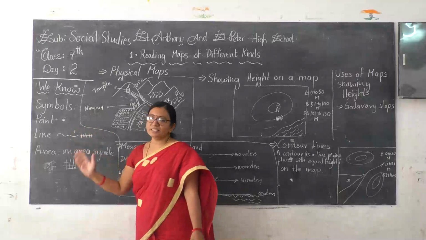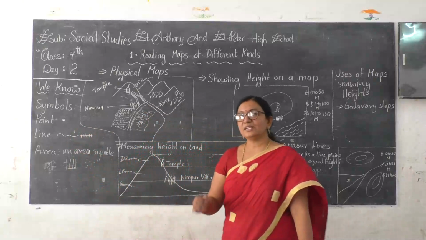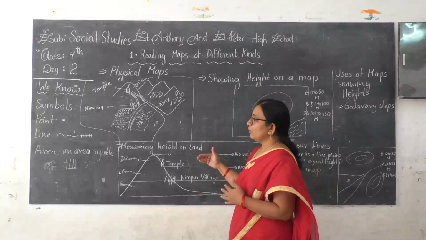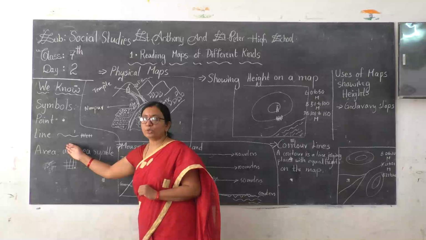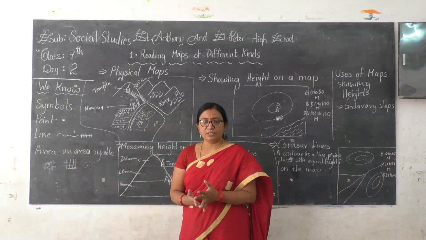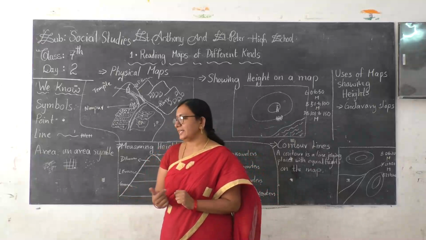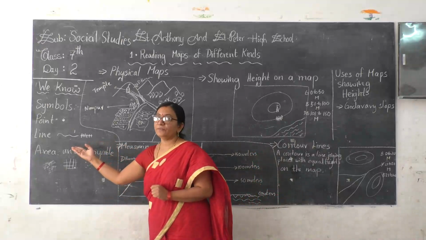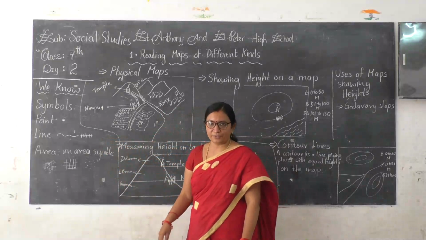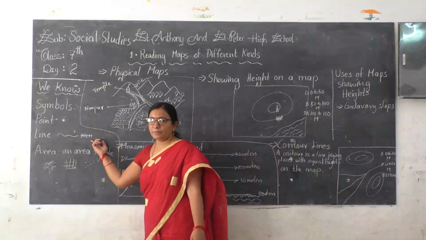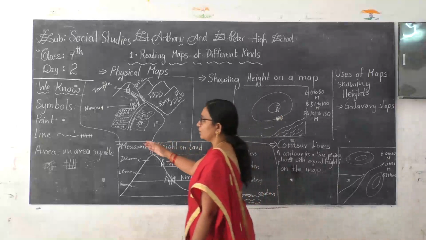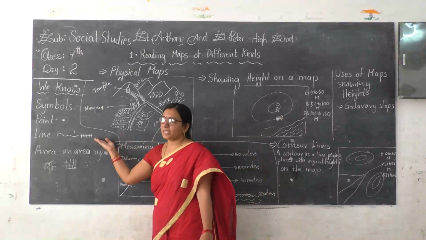Then lines. Line symbols are used to represent the river. The flow of the river is shown with the help of blue color lines. For example, Manjira river, Tungabhadra river, and Krishna, Godavari. These rivers can be shown with the help of lines, showing the flow course of that river. Here we can see one more symbol to show the railway line. Railway lines are also shown with the help of a line symbol.